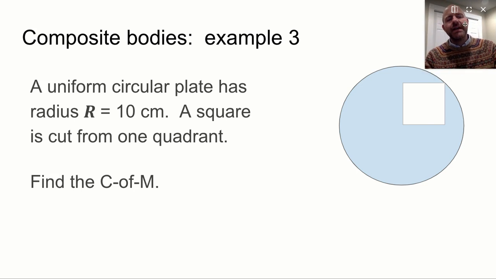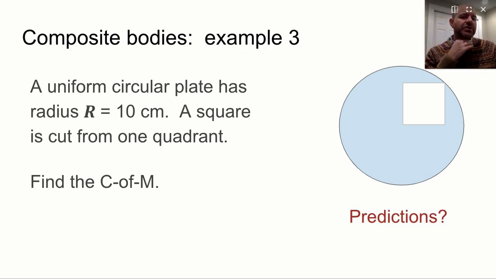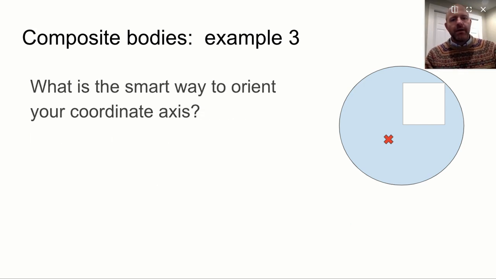Here's another one that's kind of interesting, and this is how I'll finish up. If you have a uniform circular plate and then you cut a rectangle, or in this case, a square, out of it, where is the center of mass? Well, it might not be immediately obvious, but it's probably reasonable to say it's somewhere over here, near where this X is. It's going to be moved away from the center of the circle because we've taken mass out in the upper right-hand quadrant.